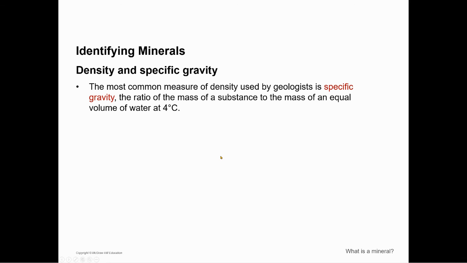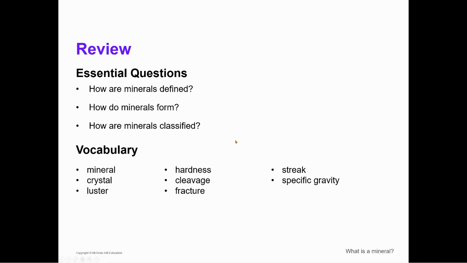The most common measure of density used by geologists is specific gravity, the ratio of mass of a substance to the mass of an equal amount of water at 4 degrees Celsius. You have to have a cooling apparatus to keep the water at 4 degrees Celsius. So, unless you're a scientist and you have access to lab equipment, that's kind of a moot point.